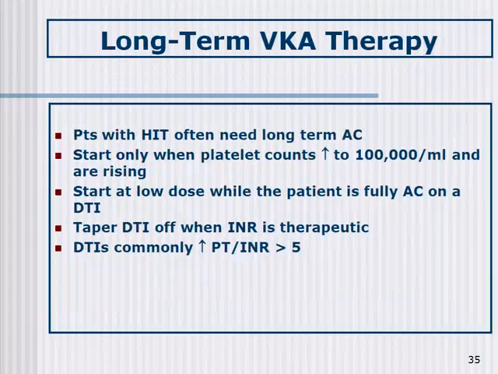What about long-term vitamin K antagonist therapy or warfarin therapy in a patient who has had HIT? Well, many of these folks have developed HIT because they were on heparin for a good reason. They have an indication for warfarin, AFib, DVT, etc. So many of these folks are going to need long-term anticoagulation therapy. The recommendation is to start warfarin once the platelet count reaches 100,000 per ml and continues to rise.